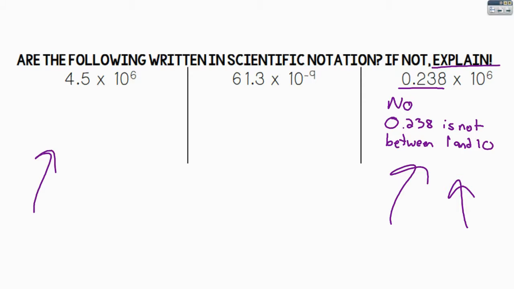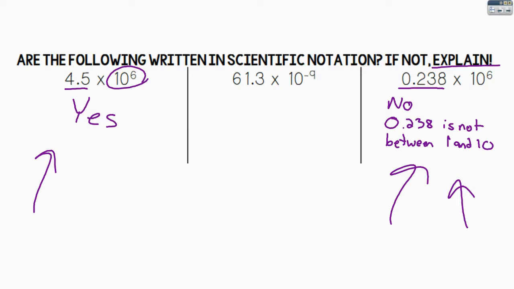So if you looked at this, the first thing you always want to look at is this first number. Is 4.5 between 1 and 10? Yes, it is. Are they multiplying it by a power of 10? Yes, they are. So this answer is yes. No further explanation needed. Our last one, 61.3 times 10 to the -9. Try that.